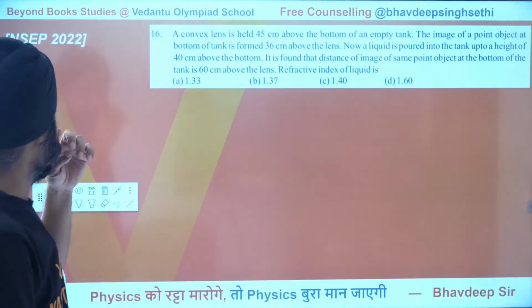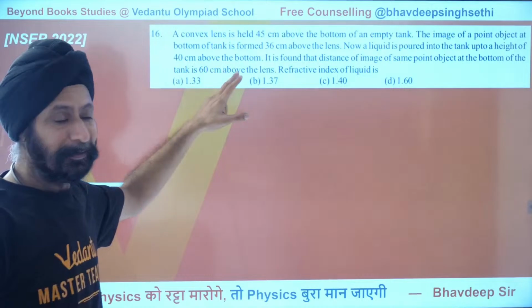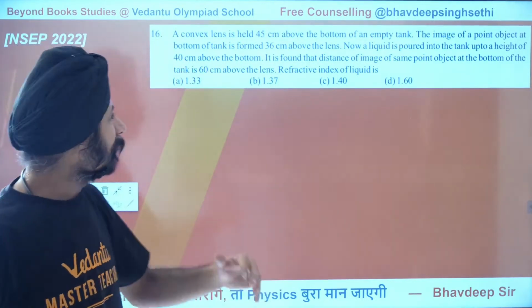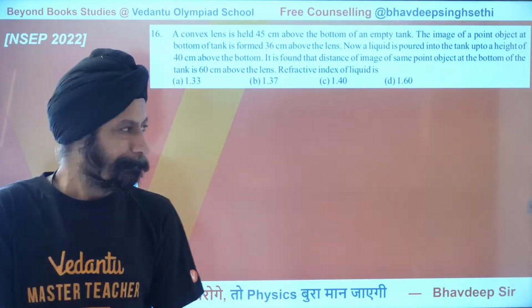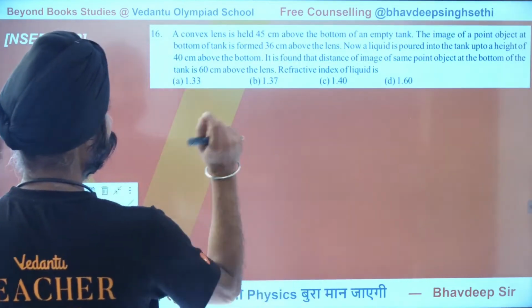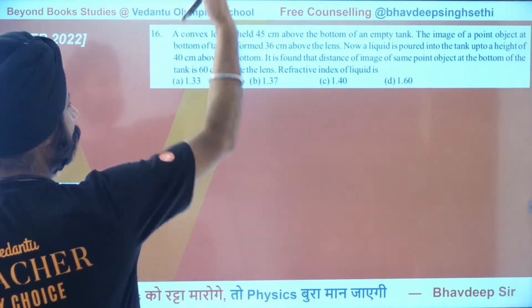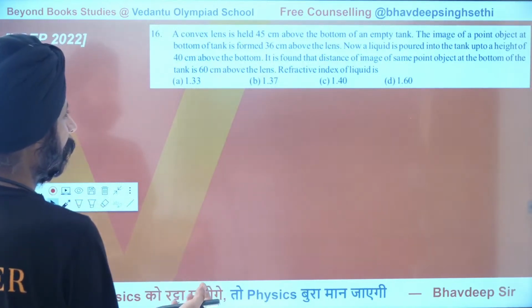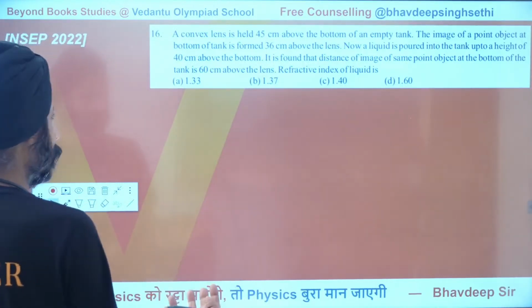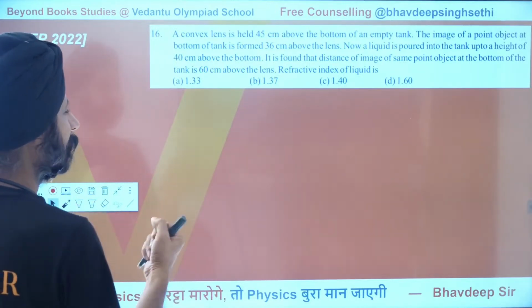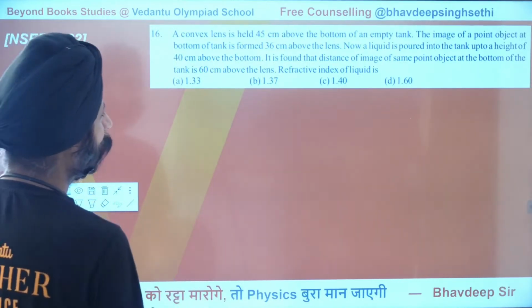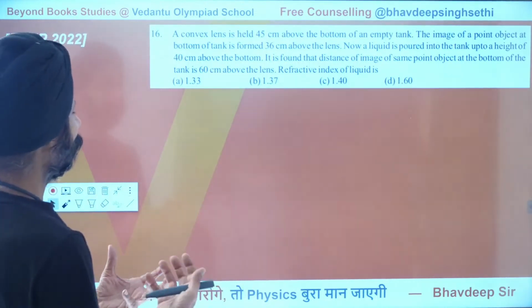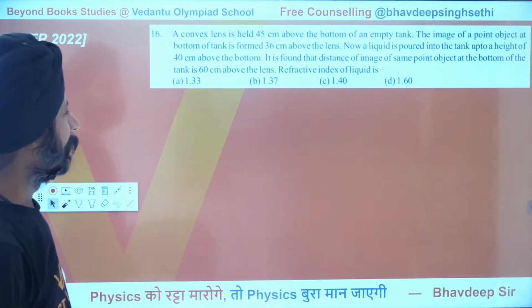So, the very first question here is the 16th question in the 2022 paper. It says a convex lens is held 45 centimeters above the bottom of an empty tank. The image of the point object is formed 36 centimeters above the lens. Now a liquid is poured into the tank up to a height of 40 centimeters above the bottom. It is found that the distance of the image of the same point object at the bottom of the tank is 60 centimeters above the lens. We have to find the refractive index.